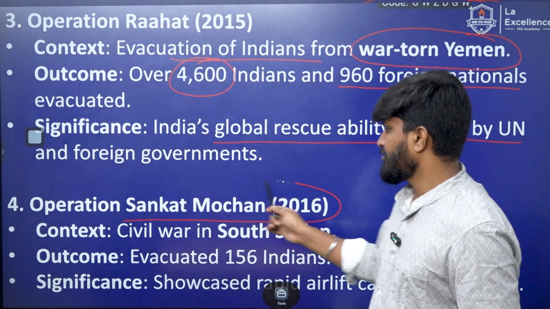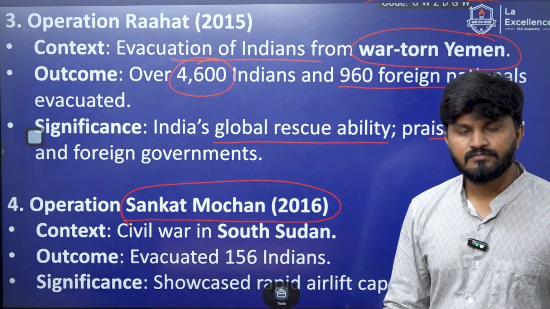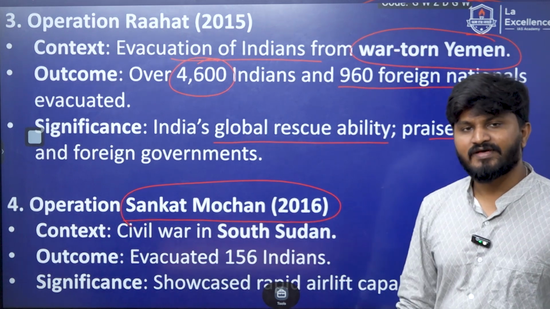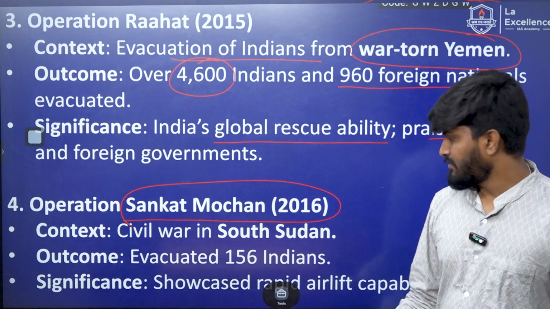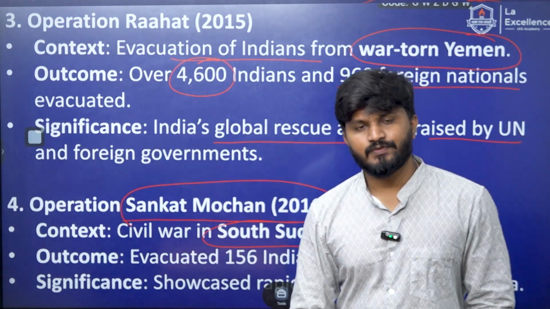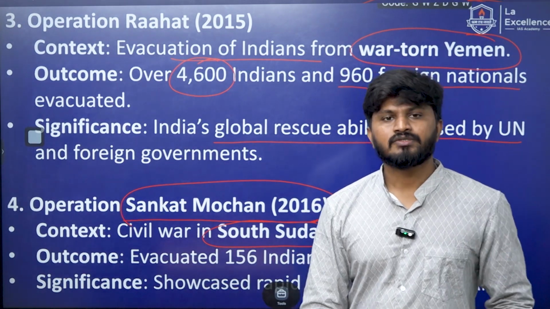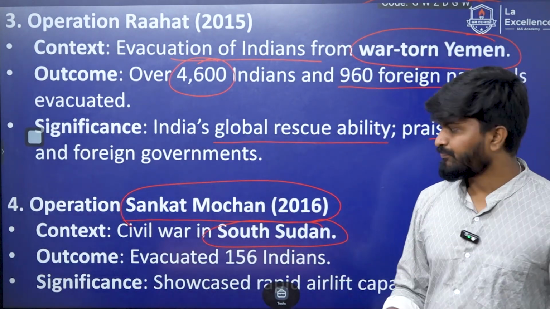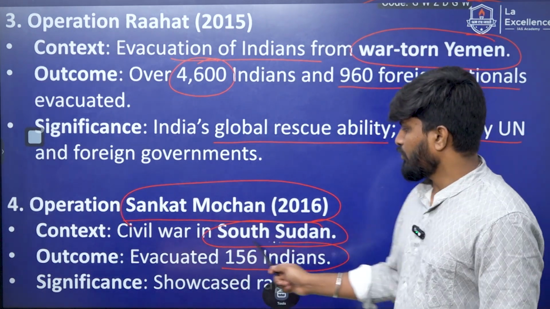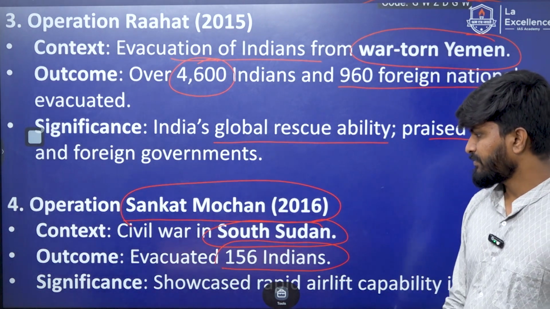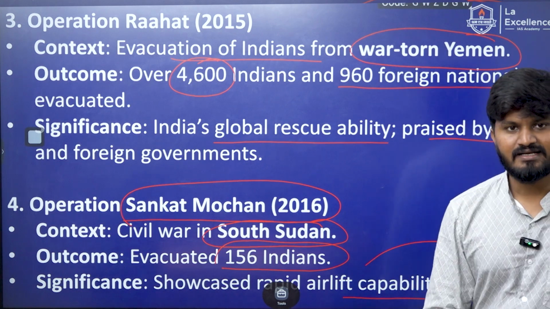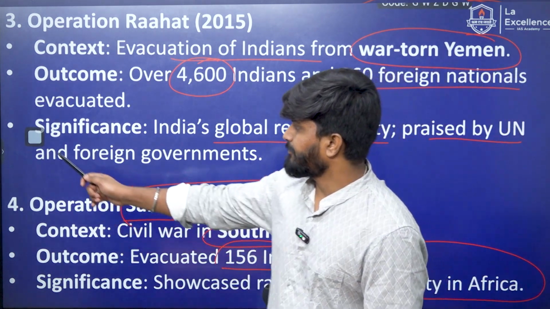Okay, then Operation Sankat Mochan in 2016. This operation was carried out in 2016 in South Sudan. Sudan is an African country where there is a civil war going on between North and South Sudan. So, in order to rescue Indians from Sudan, this operation was carried out. The outcome was 156 Indians were evacuated. Significance, it showcased rapid airlift capability of India in Africa.